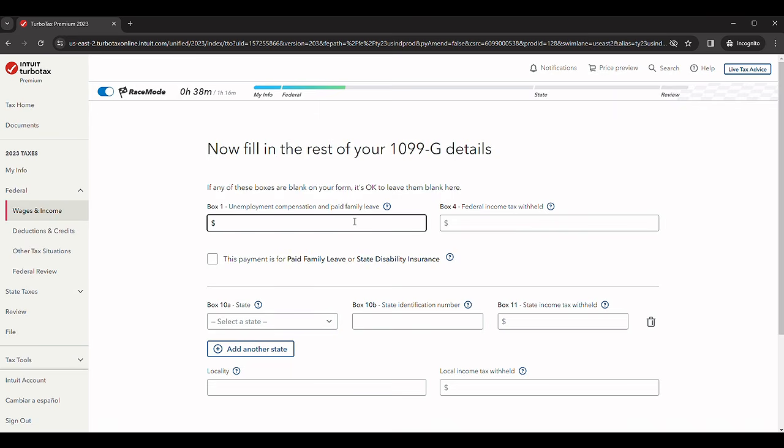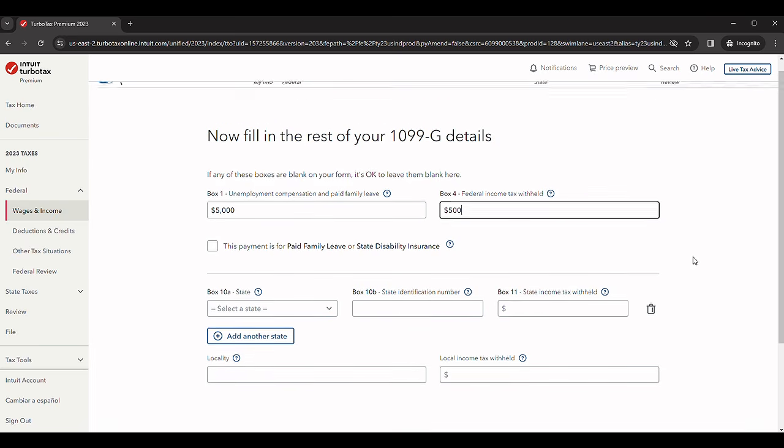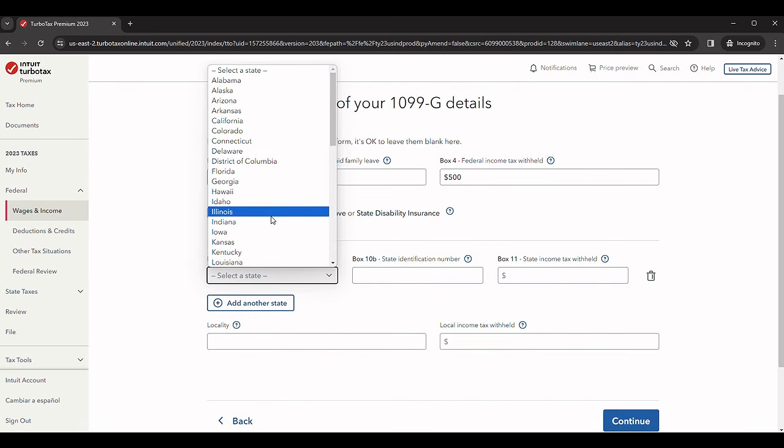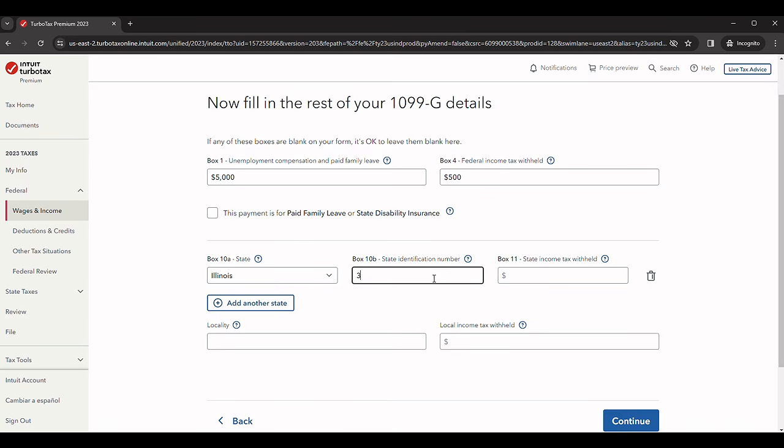Box 1, how much unemployment compensation did you receive? Let's just say 5 Gs. Did they take out money? Let's just, sure, why not? They took out $500, so I ended up with 4,500 net. I got paid 5,000 minus the 500 taxes, so 4,500. But this is how much they took out. States, Illinois, state identification number. Just type in whatever you see on your 1099. And then income tax withheld. Let's just say no, Illinois didn't withhold any taxes.